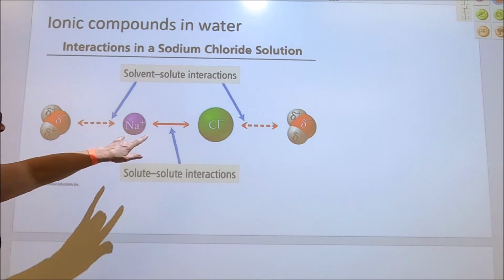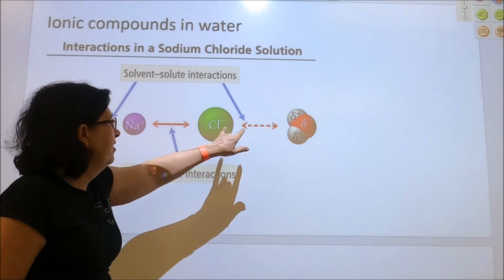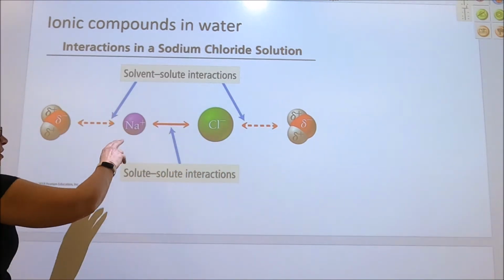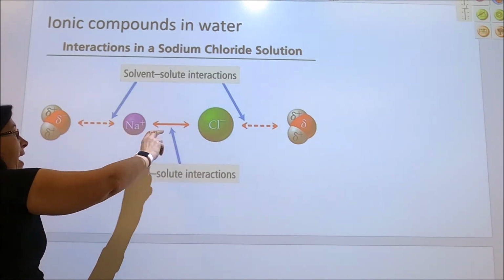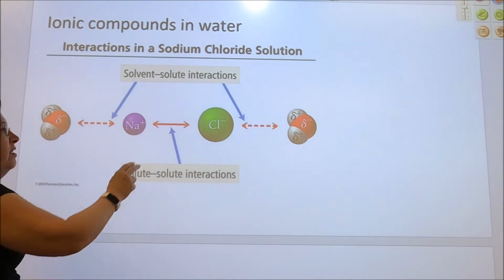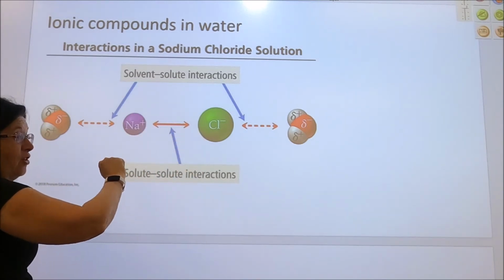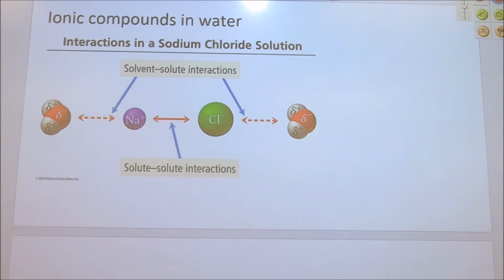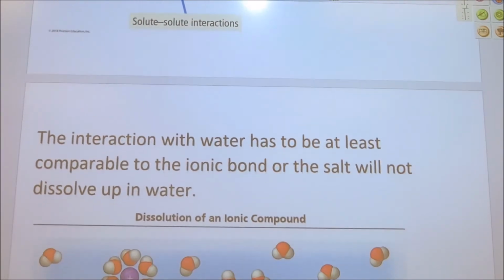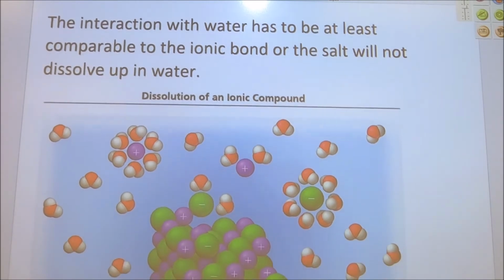This interaction versus this interaction versus this interaction. Sodium looks and says, I can have an interaction with water molecules, or I can have an interaction with chlorides. Chloride says, I can have an interaction with sodium ions, or I can have an interaction with water. And it has to decide which one's stronger and which one's better. Remember, nature is all about energy relationships and strength of interactions.